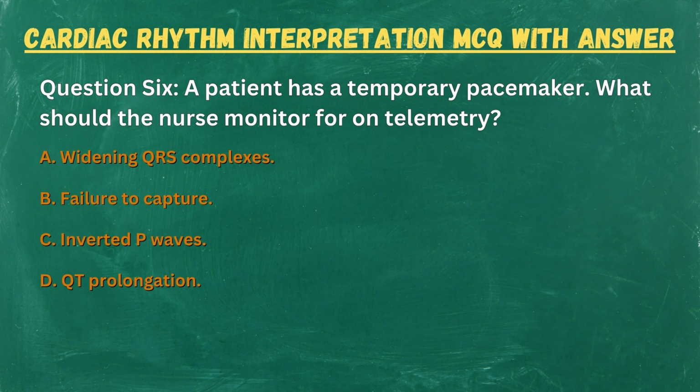Question 6. A patient has a temporary pacemaker. What should the nurse monitor for on telemetry? A. Widening QRS complexes. B. Failure to capture. C. Inverted P waves. D. QT prolongation. Answer: B. Failure to capture.